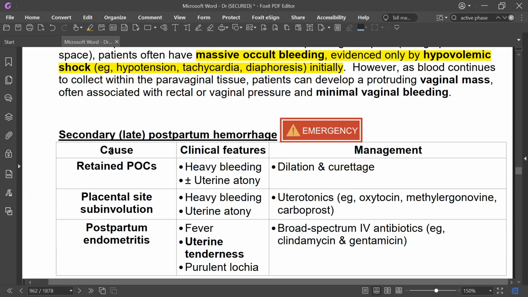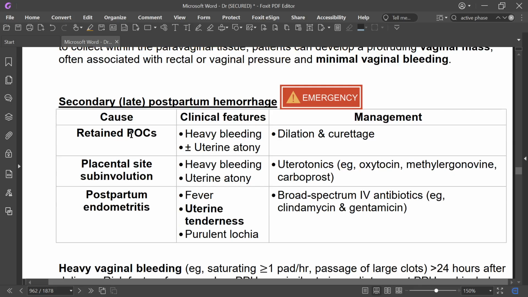What are the secondary or late postpartum hemorrhage causes? Cause of late postpartum hemorrhage: retained product of conception. It may cause heavy bleeding with or without uterine atony. In that case, D&C should be done.